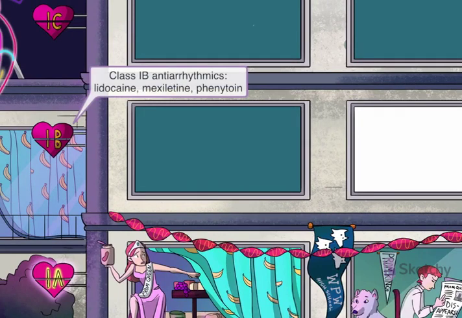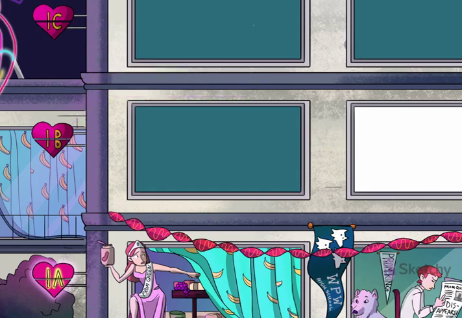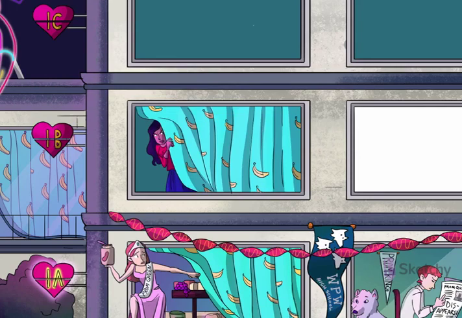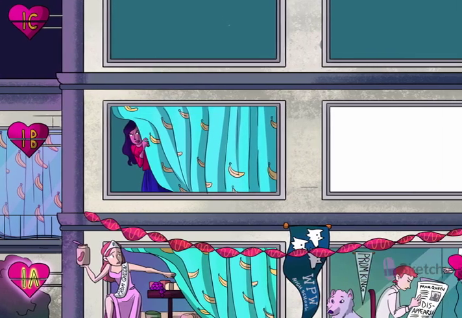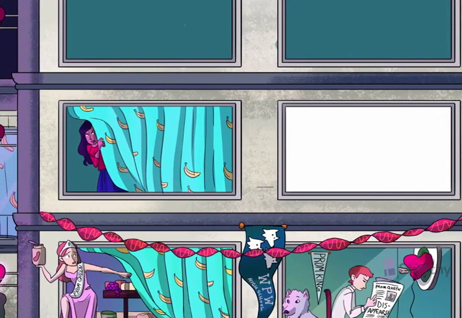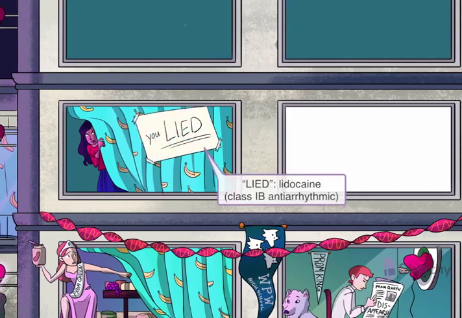On floor B, we will now become acquainted with the class 1B antiarrhythmics. And it doesn't look like we're off to a good start. This gal definitely looks all shook up as she pulls in that curtain to hide from her lover. Now I see why. Probably a jerk. Good riddance. Let the word lied remind you of the drug lidocaine.